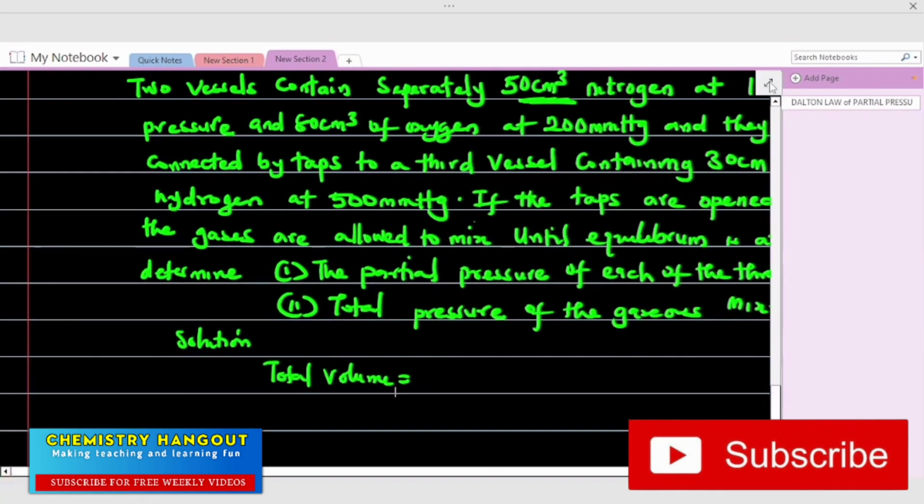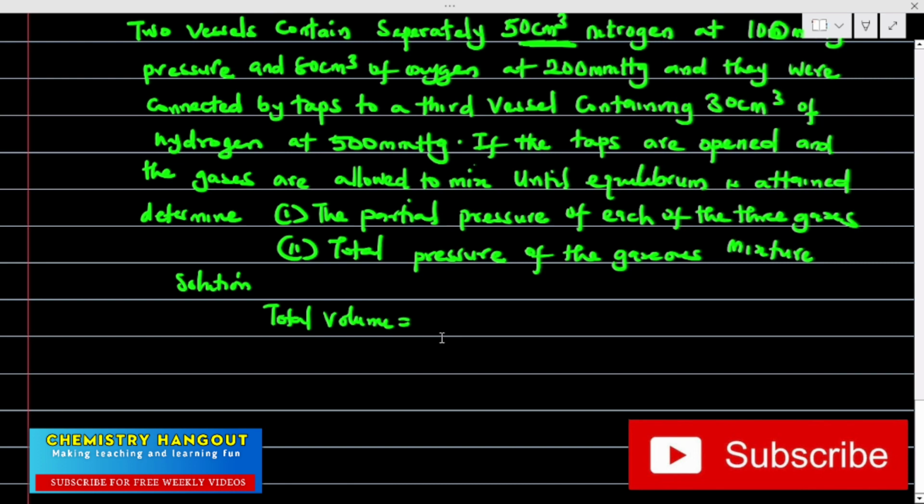Okay, so let's take the total volume now. They said 50 cm³ of nitrogen plus 80 cm³ of oxygen. They connected it to another one, because everything will now be together in the volume.